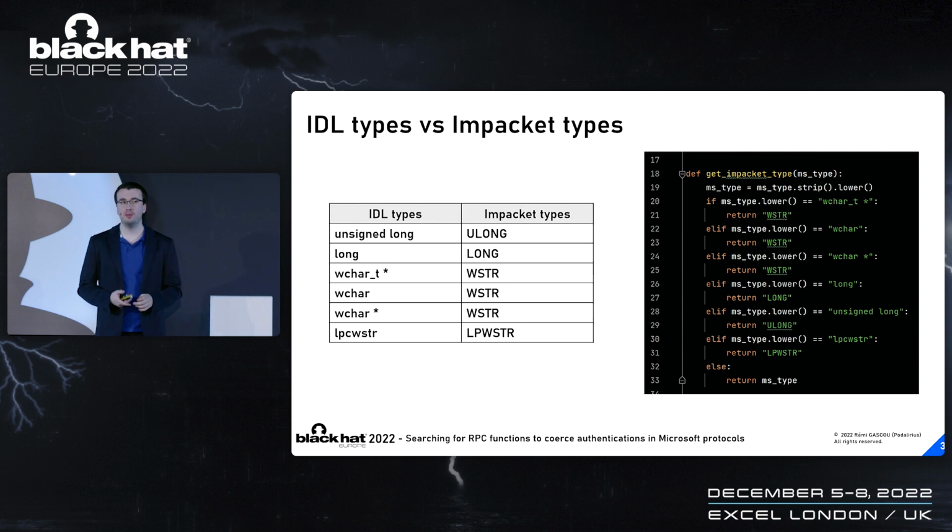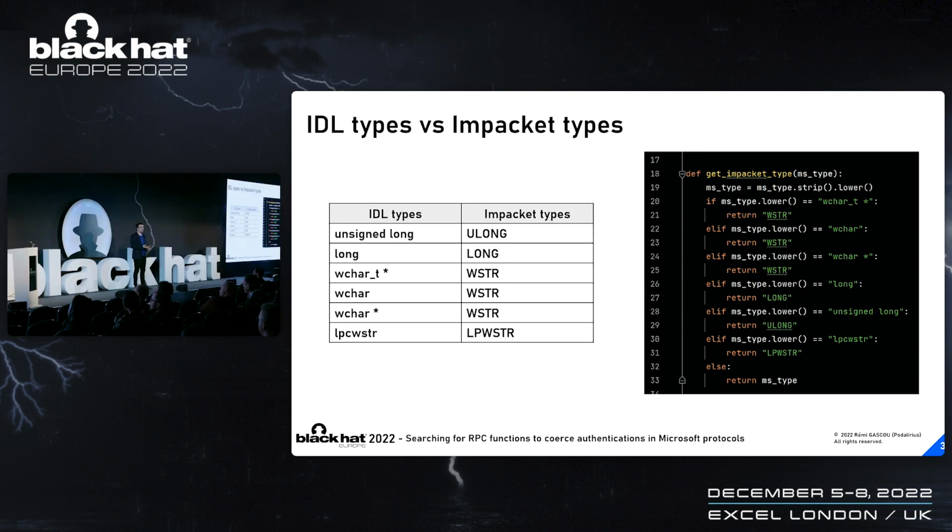As I said before, we have a problem with IDL types and Impacket types because they are not consistent, and Impacket uses Python structures to create these types because they do not really exist in Python. So we need to keep in mind that we are going to need to create a translation table between the two, because IDL and Impacket types are not the same, and sometimes three IDL types will be translated to the same Impacket type. As we can see here, the wchar_t, wchar, and wchar pointers are always translated into WSTR in Impacket.